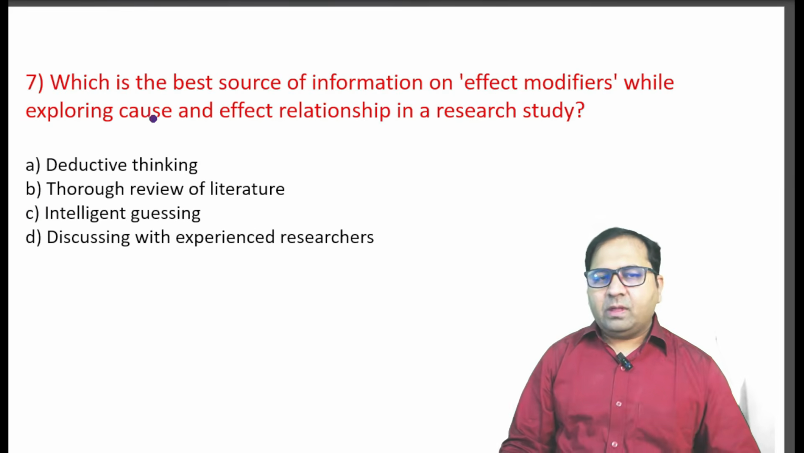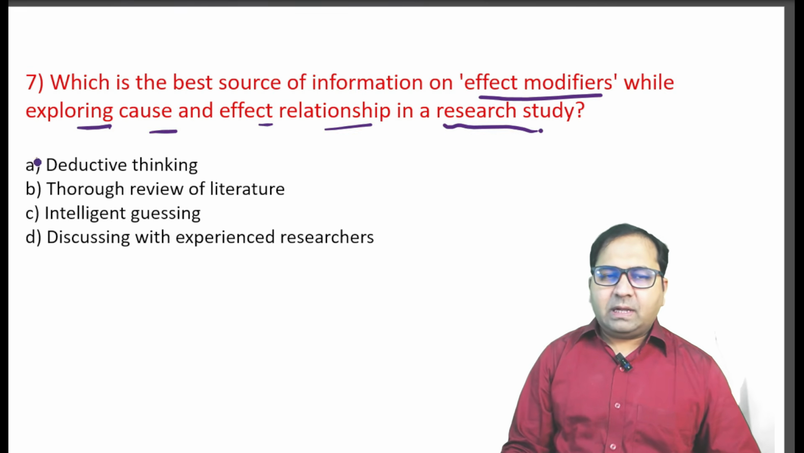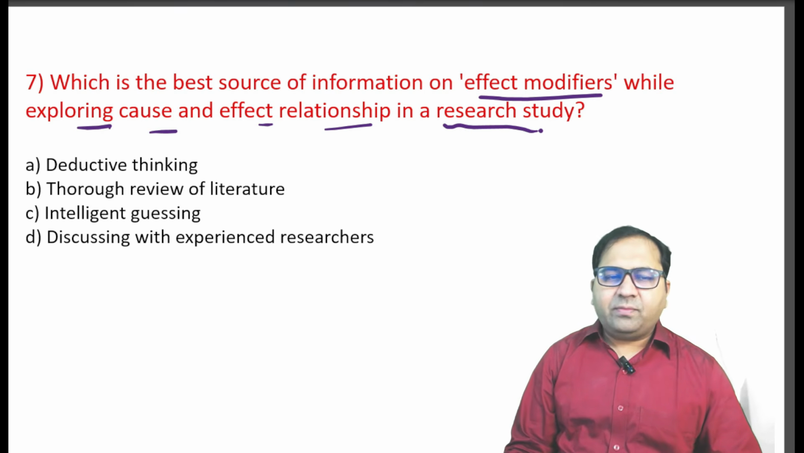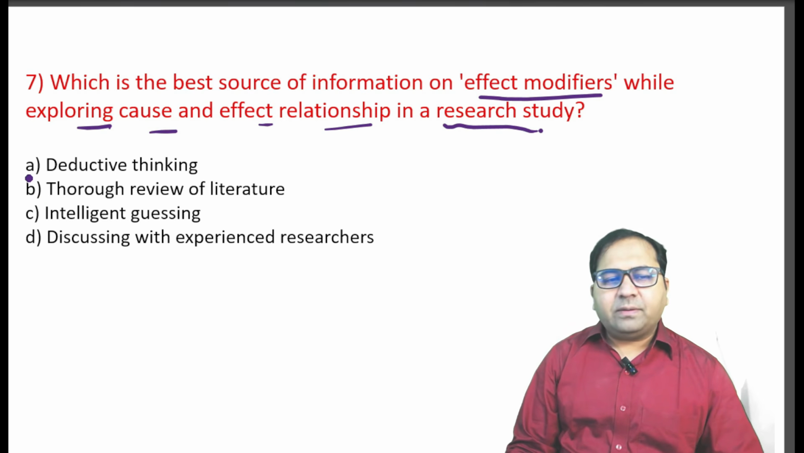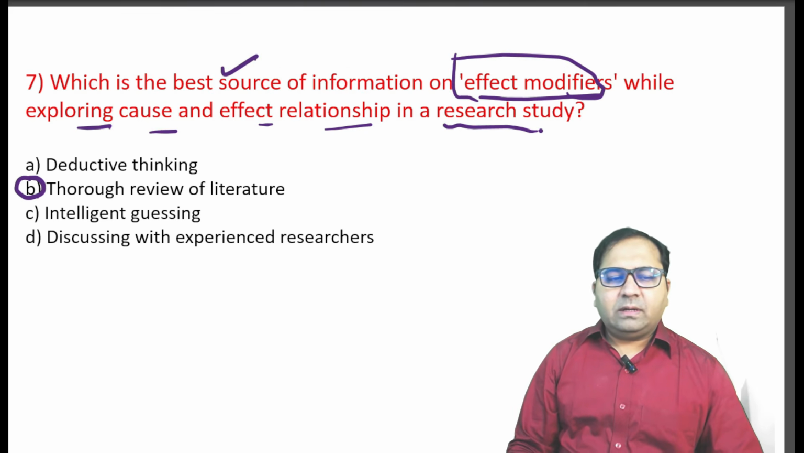Next question. Which is the better source of information on effect modifiers while exploring the cause and effect relationship in a research study? So the options are A. Deductive thinking, B. Thorough review of the literature, C. Intelligent guessing, or D. Discussing with the experienced researchers. So which is the best source of information on the effect modifiers? The answer for this question is B. That is thorough review of the literature is the best source of information on effect modifiers. Please remember this question.